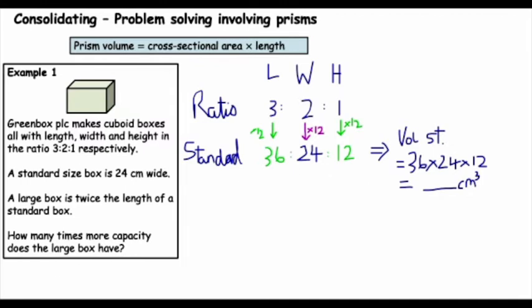Now, next phase. So a new colour, we'll switch to red. The large box. We know that the length of the large box is twice the length of the standard box. Twice. That means we know what the length of the large box is now. It's double 36, so 72.